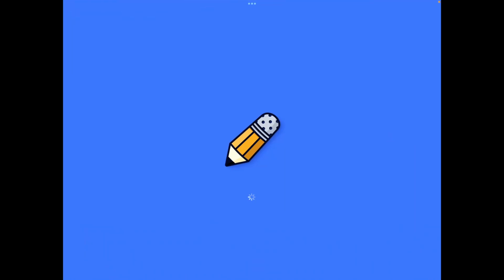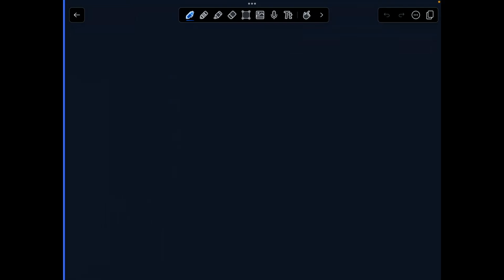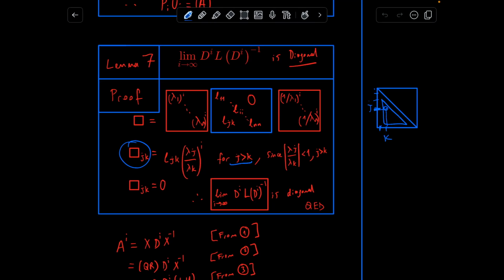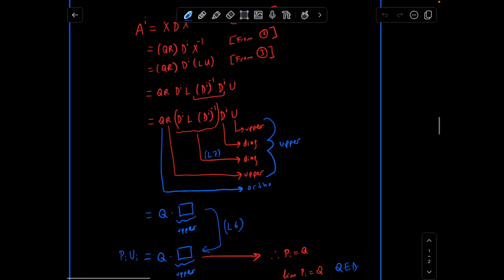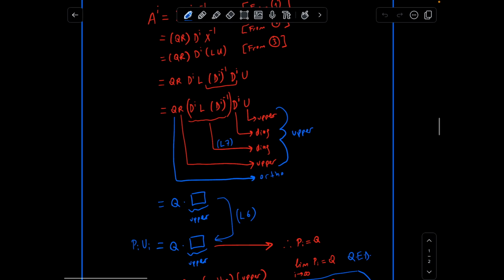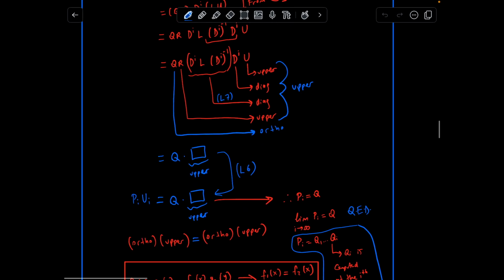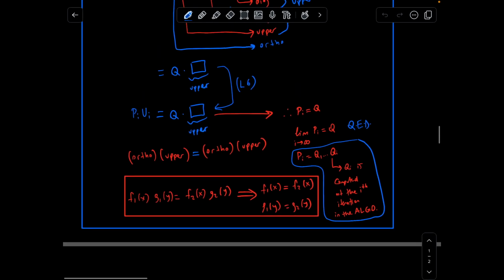That is really annoying, but hopefully I didn't lose data. Okay, I'm continuing. We have orthogonal upper and orthogonal and upper. So basically from here we will say Pi equals Q, but to make this connection, I have this example.